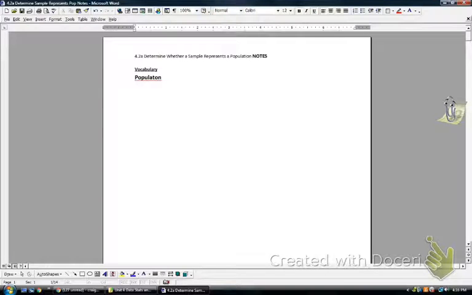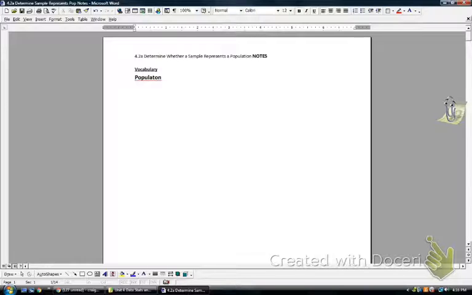Today we're going to learn how to determine whether a sample represents a population. Along with that, we're also going to talk about how a sample is biased or unbiased and how those samples affect whether a conclusion is valid or invalid. So let's start with some vocabulary.